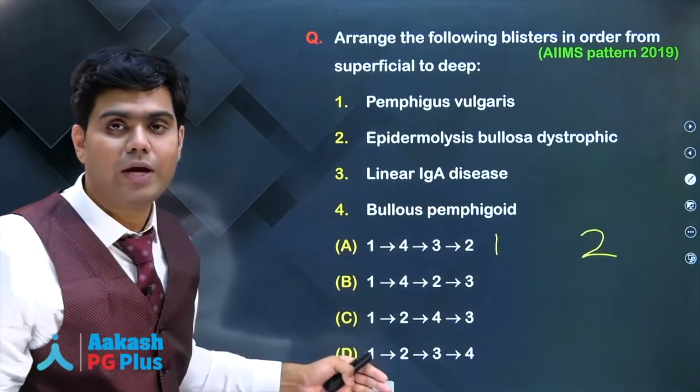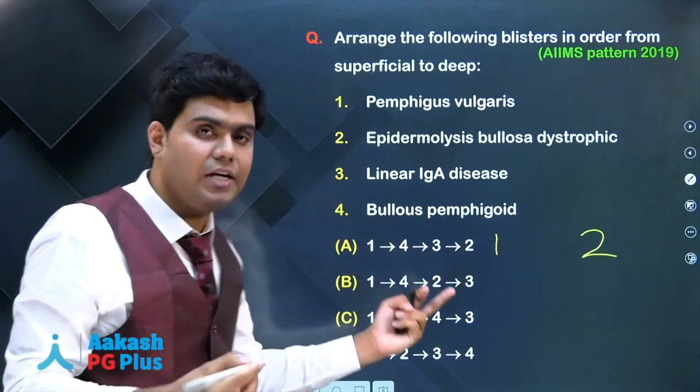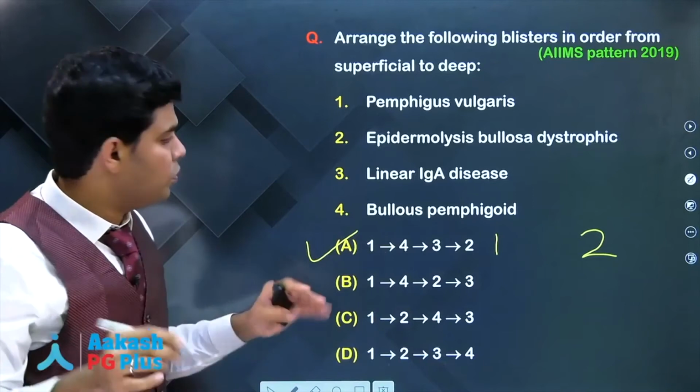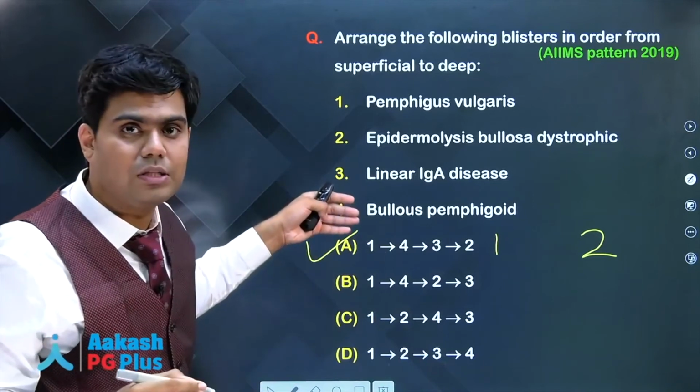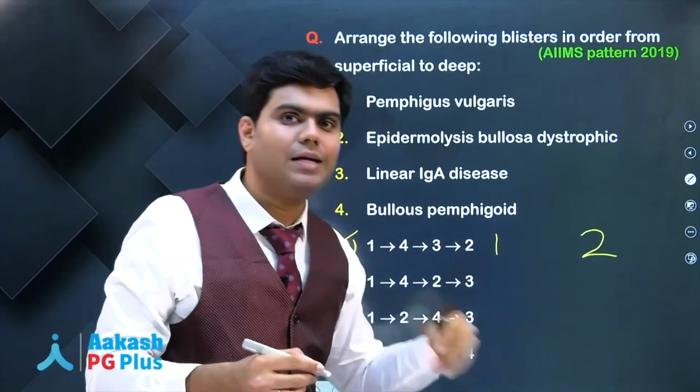So let's have a look at the options. Which option is matching 1 in the initial and 2 at the end? So it is option A. Simple. No need to focus on the remaining 2 disorders because we have got the only one answer that is having 1 at the start and 2 at the last.